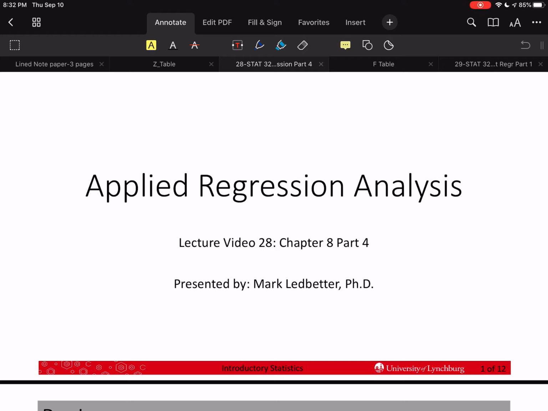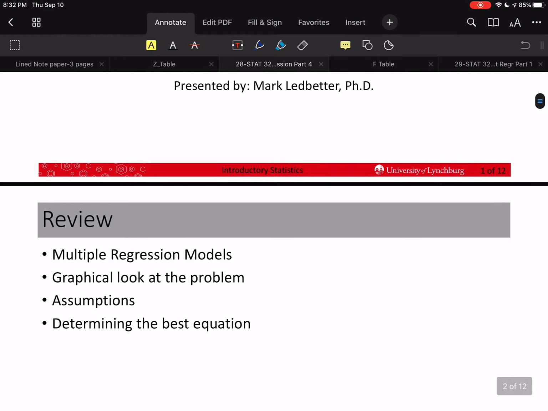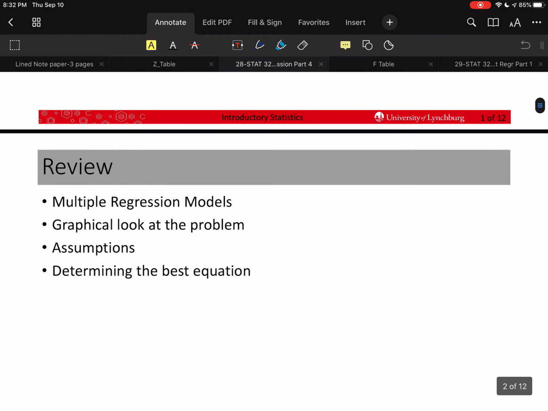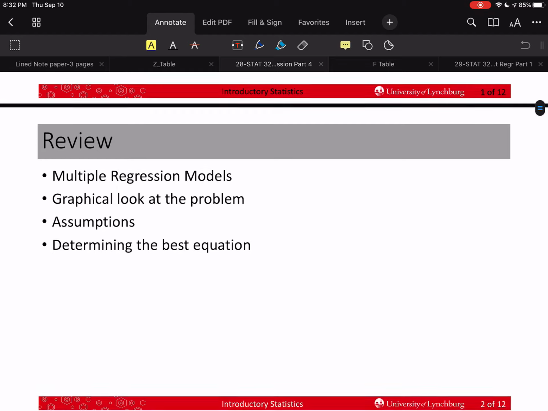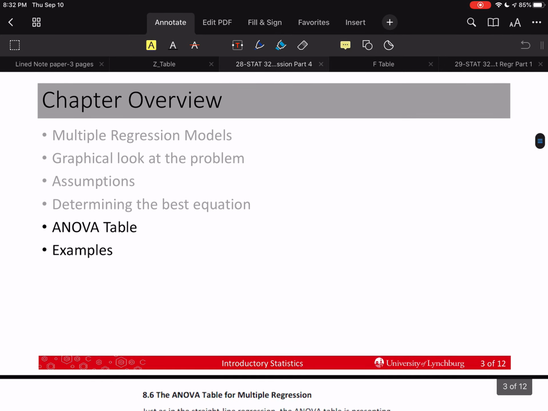We're finishing up the introduction to that. And last time we talked about how to determine the best equation. We looked at the least squares criteria for the multiple regression and the multiple correlation coefficient. This time we're going to look at the ANOVA table and start looking at some examples.